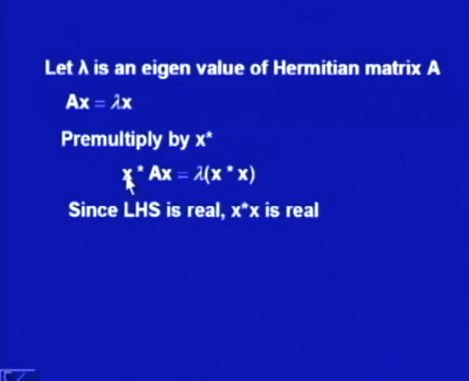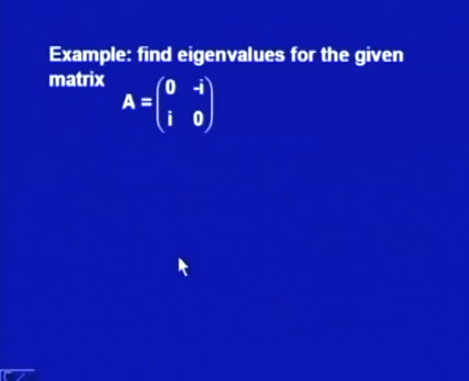Now we have already proved that the left hand side is a real number in my earlier result, and also I have proved that x star x is a real number. So the left hand side is a real number, the right hand side is a real number, so this lambda cannot be complex, because if lambda is complex then the right hand side has to be complex. So lambda is real, and that is how we say that Hermitian matrices will always have real eigenvalues.